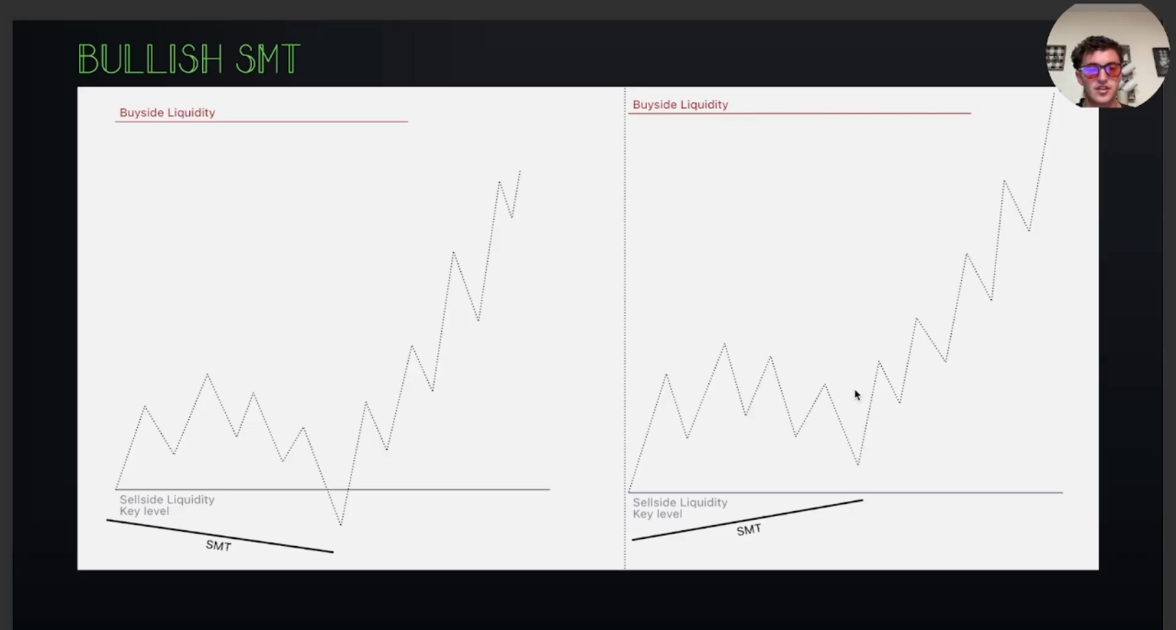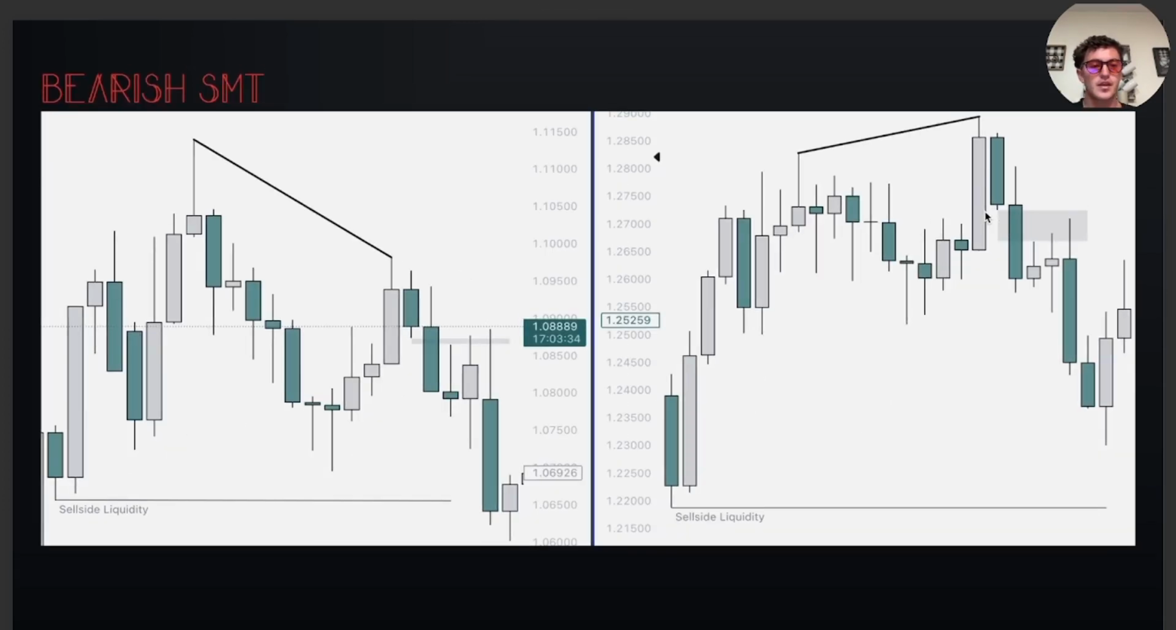So this is where you want to prioritize yourself and put yourself in a position where you're only longing a stronger pair in a bullish market and you're shorting a weaker pair in a bearish market. Now, here is a charting example of exactly what I'm talking about. So we have price on this asset making a lower high and this one making a higher high.